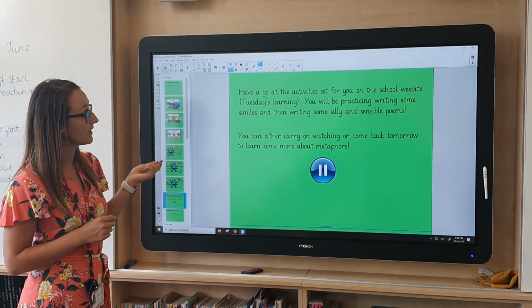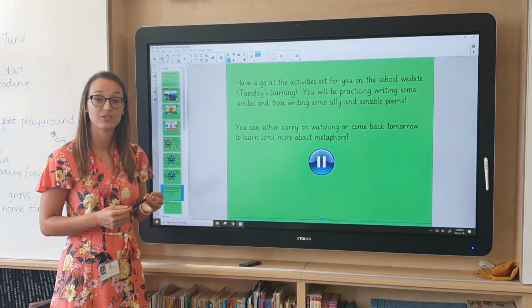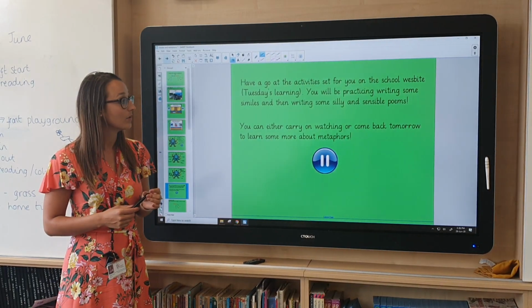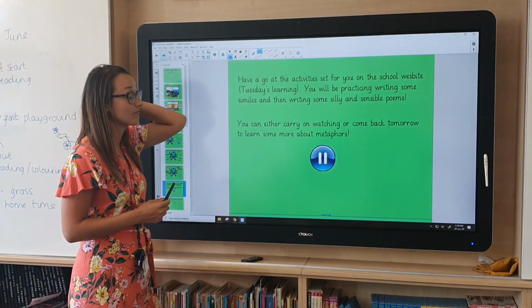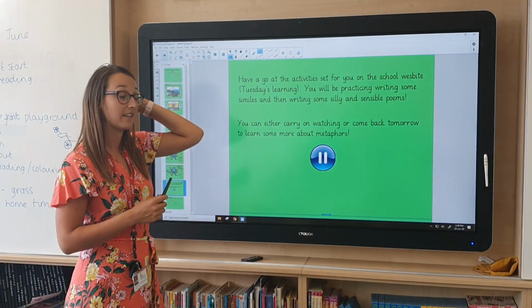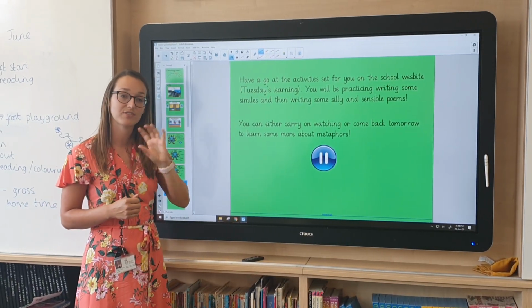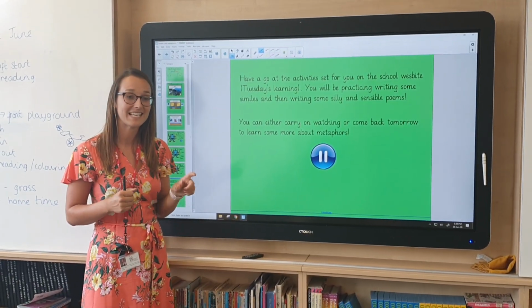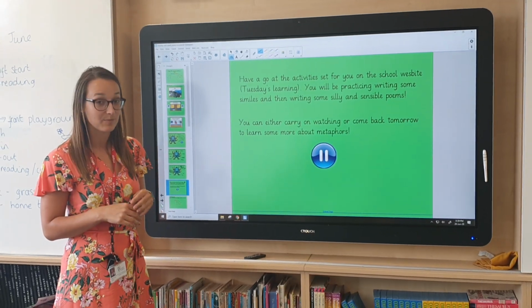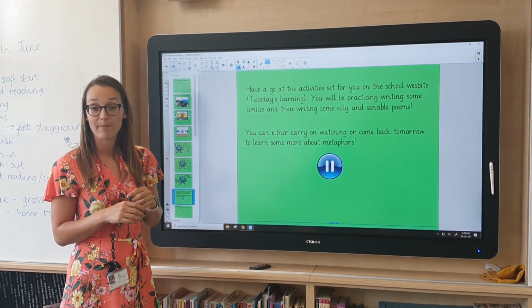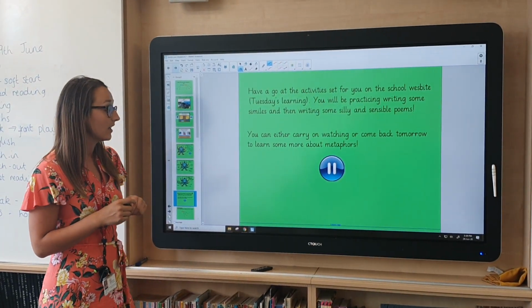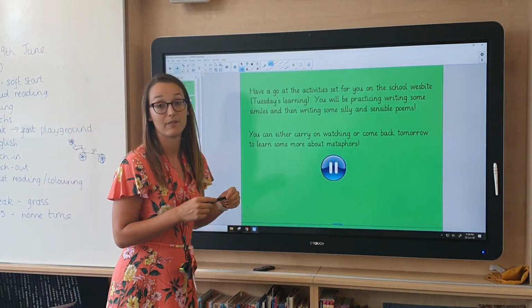So what we'd like you to do now is have a go at the activity set for you on Tuesday's home learning. What you're going to be doing is practicing writing some similes for bronze. And then the silver activity is you're going to create an animal and write some silly sentences and some sensible sentences, combining them to make a poem about a character. And then Gold, you're going to reflect on that.